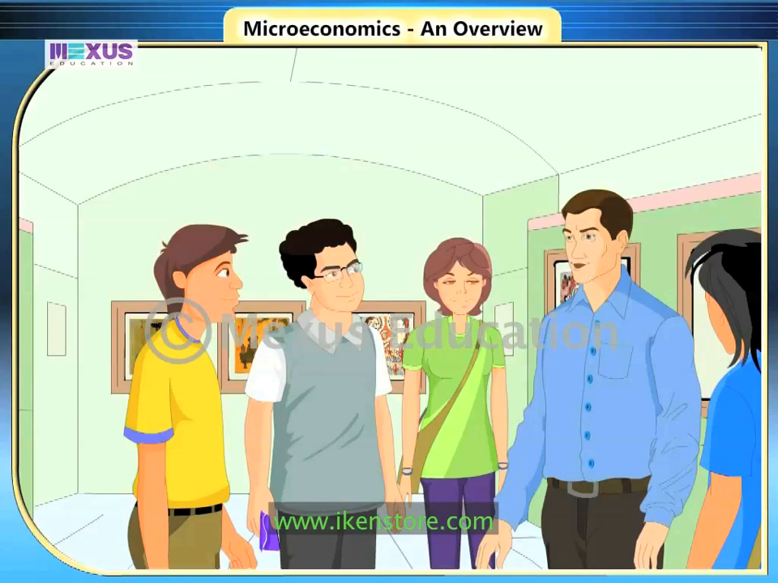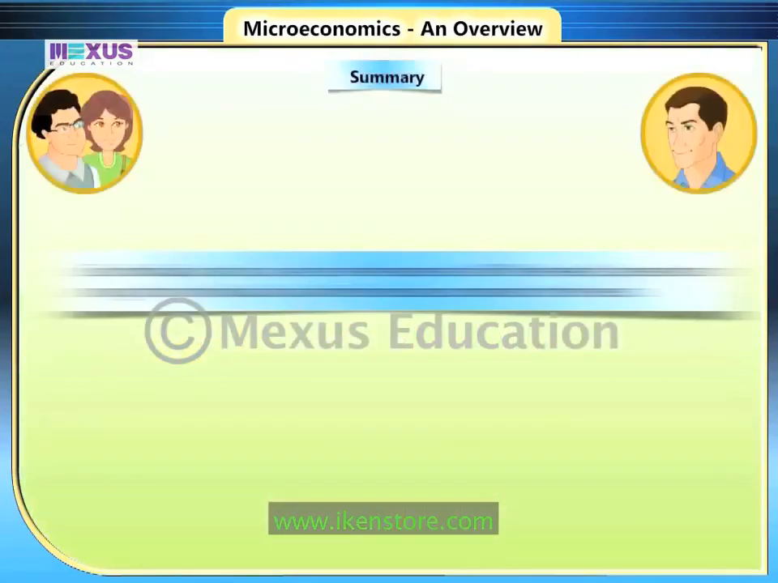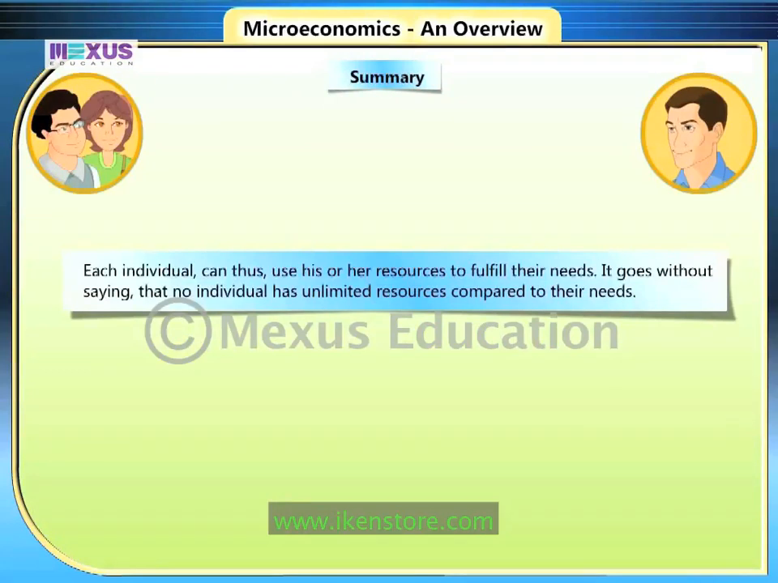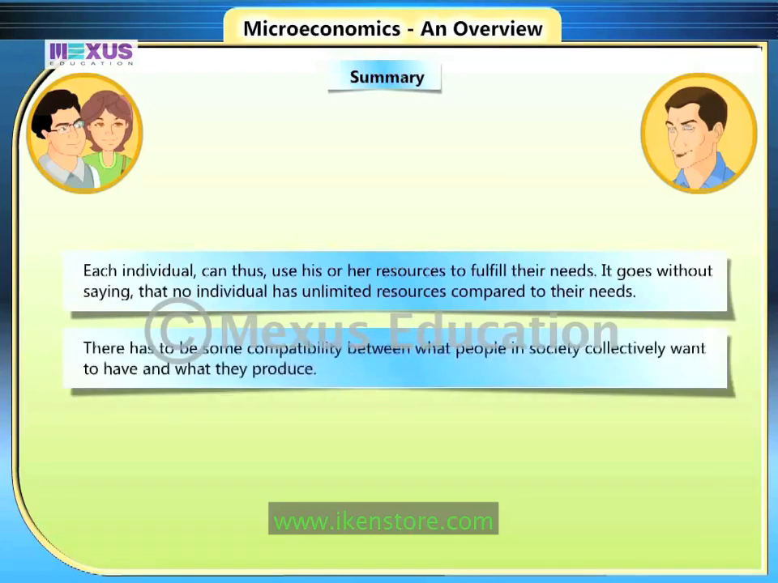Microeconomics is a branch of economics that studies how the individual, household, and firms make decisions to allocate limited resources. Each individual can thus use his or her resources to fulfill their needs. It goes without saying that no individual has unlimited resources compared to their needs. There has to be some compatibility between what people in society collectively want to have and what they produce.